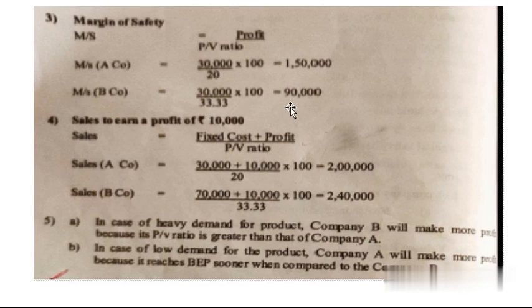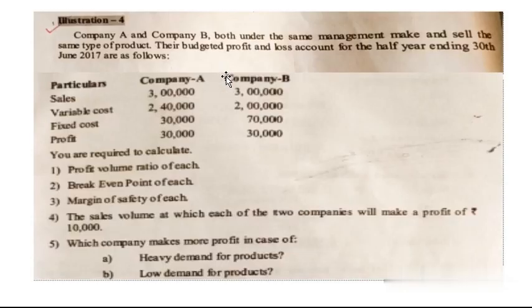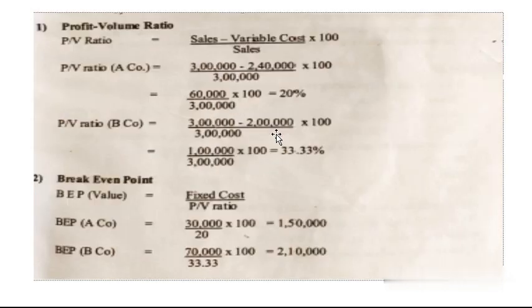You can use the first formula as well as the second formula. You will get the same answer. So for A, profit is 30,000. How did you get this 30,000? For A, profit is 30,000, and for B also it is 30,000.